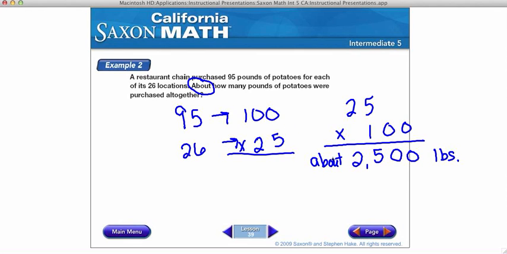Okay, so here is my answer. Remember, it is okay to turn multiplication problems over, upside down like I did here. 100 times 25 or 25 times 100, they are the same thing. All right? Okay, let's go on to example 3.